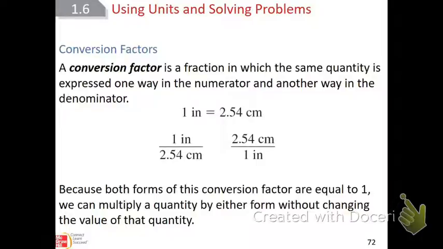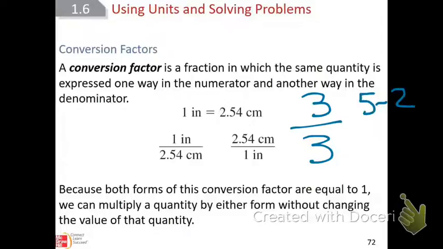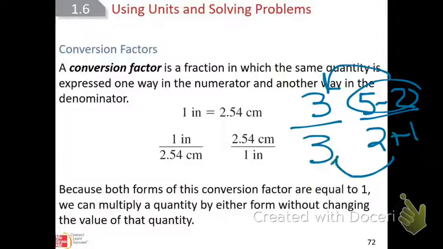So they are 1. So what does it matter if I write 3 over 3 or if I write 5 minus 2 over 2 plus 1? Isn't this equal to 3? Yes. Isn't this also equal to 3? Yes. So isn't this also equal to 1? Sure, it is. So do not let it confuse you, the fact that they may not look the exact same.